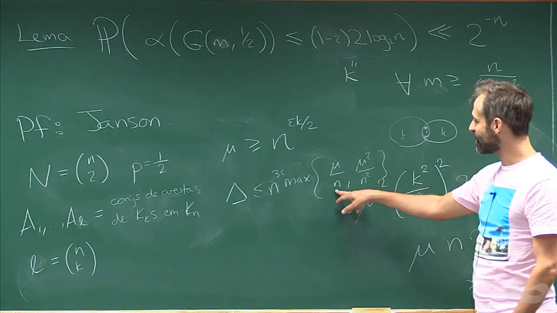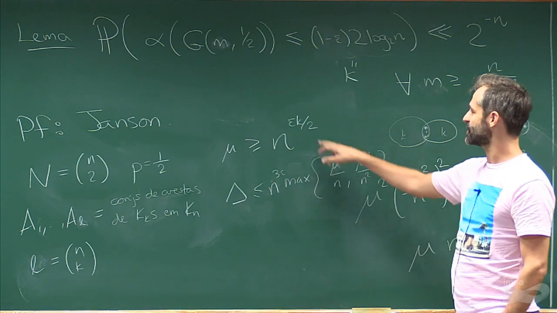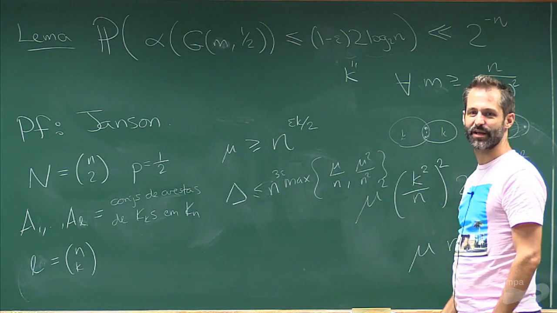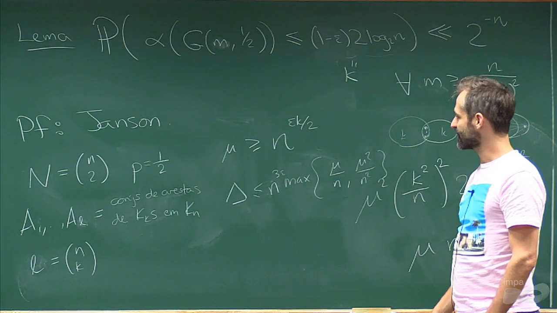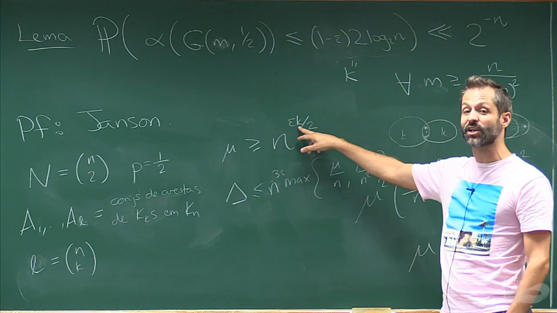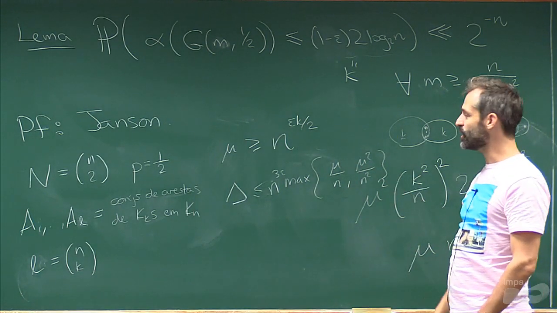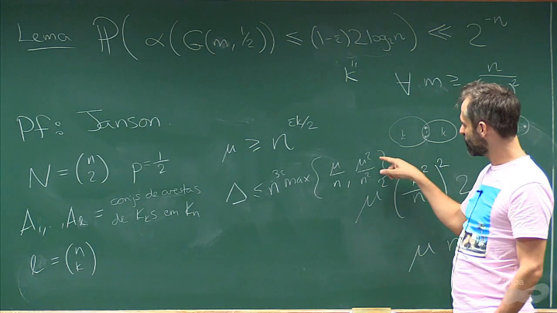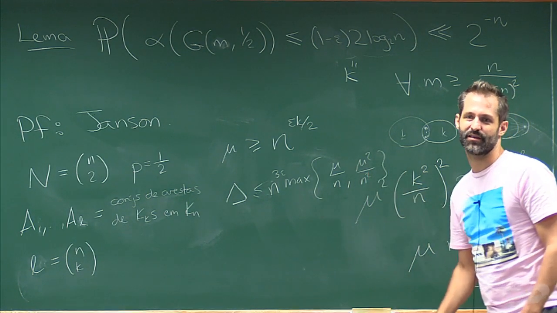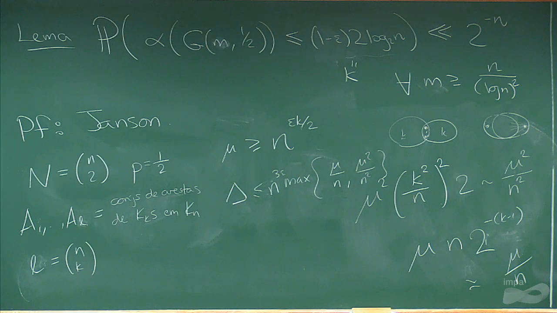Right, so either it's much smaller than mu, in which case you get this, or it's mu squared over n squared. Actually, we know this is big, right? Mu is at least n to the log n. So mu is huge, so this is the bigger one. Mu squared over n squared is the bigger one. Right?